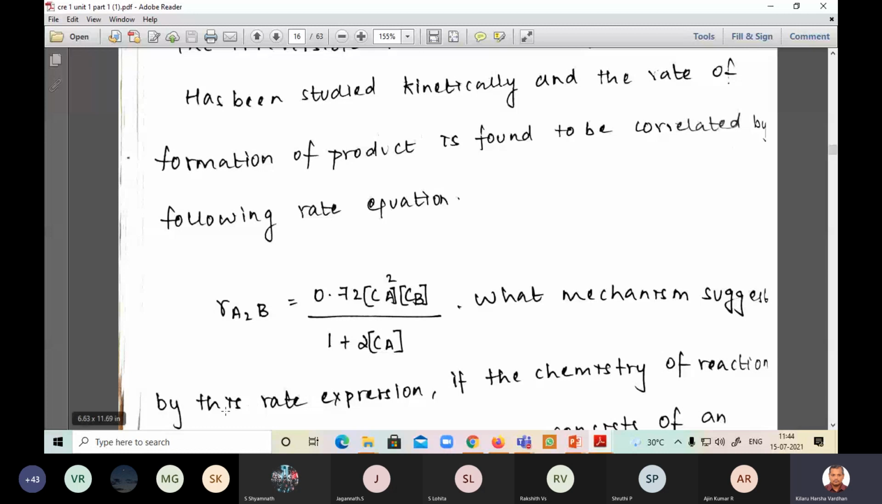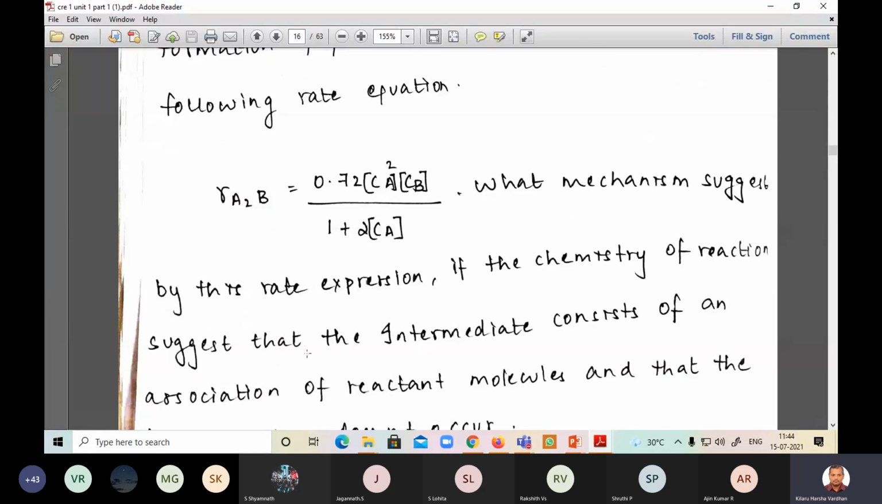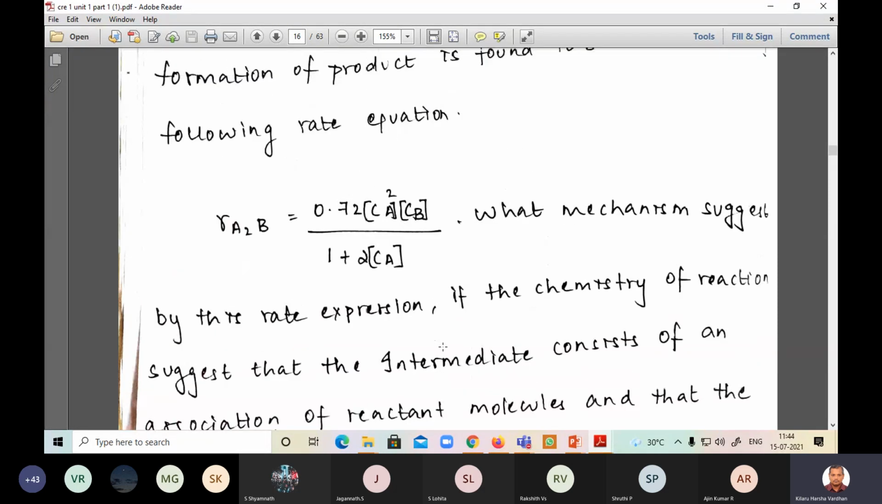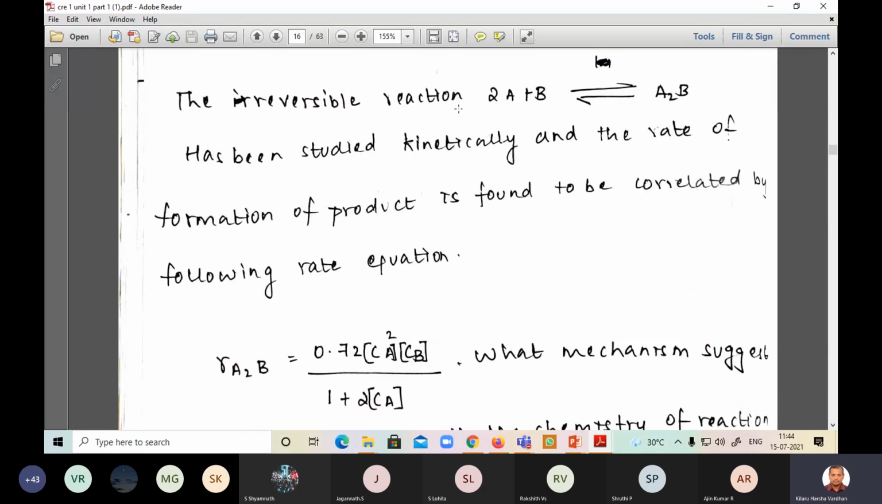So the problem is asking you what mechanism is suggested by this rate expression, if the chemistry of the reaction suggests that the intermediate consists of an association of reactant molecules. This is the question. So in the question, what is given? He is giving you the equation. He is giving you the rate. So he is asking you to choose a mechanism in such a way that if you write the rate for the product, you get this kind of rate.